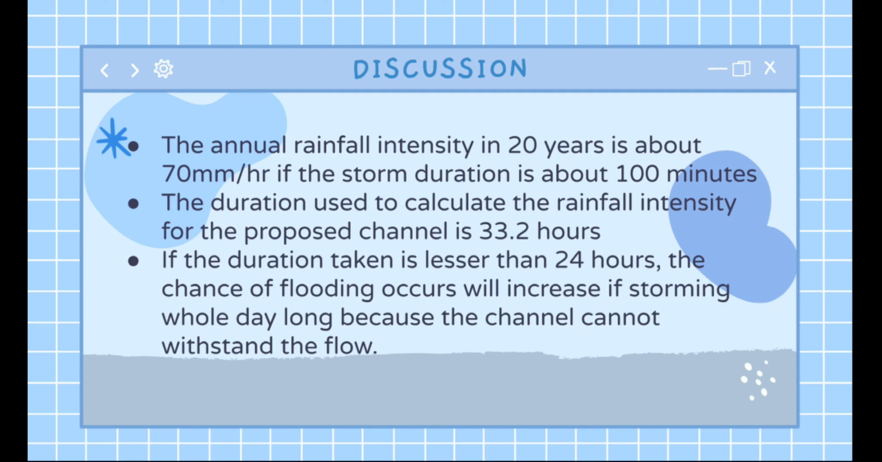Discussion. The annual rainfall in the city in 20 years is about 70 mm per hour if the storm duration is about 100 minutes. The duration used to calculate rainfall in the city for the proposed channel is 33.2 hours. If the duration taken is less than 24 hours, the channel flooding will increase throughout the whole day because the channel cannot withstand the flow.